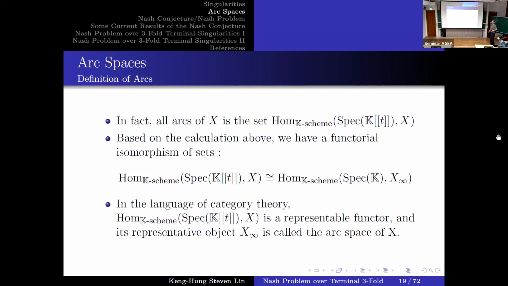What is the scheme structure you put on X infinity? Yes, the scheme structure.